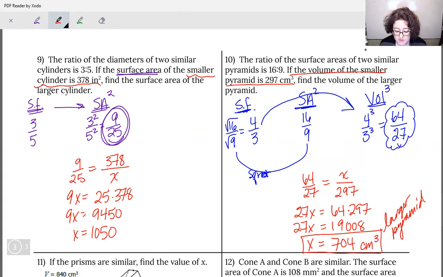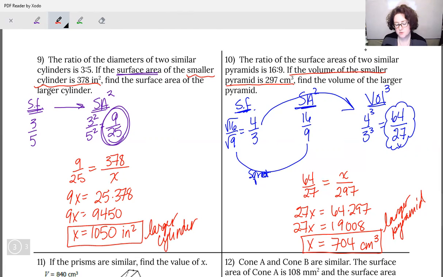But this is an area problem, so if they gave us units, which they did, the smaller cylinder was 378 inches squared. So the bigger cylinder is 1050 inches squared. So larger cylinder.